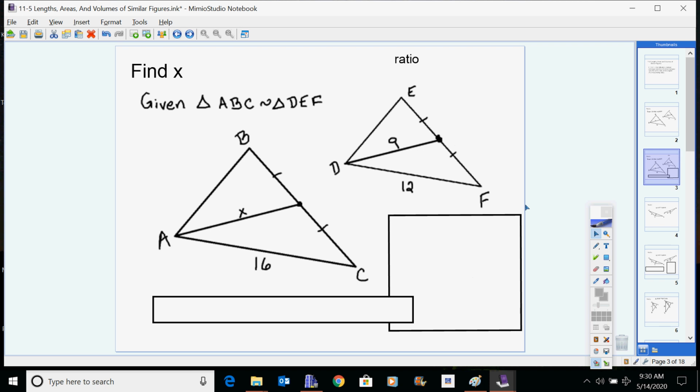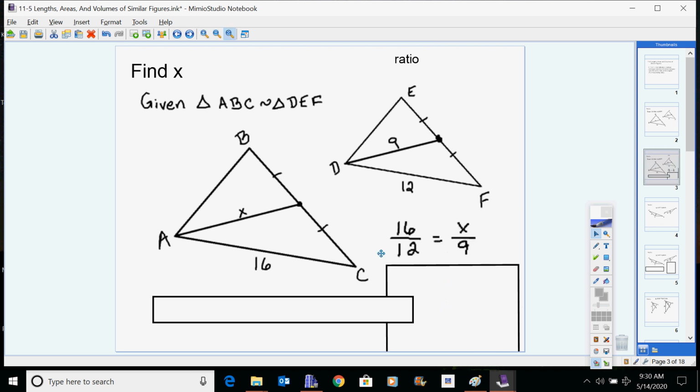So what we need to do is set up ratios and proportions again. Now your keyword here is ratio. These are all based on ratio. The ratio of 16 to 12 is the same as the ratio of x to 9. So please write down keyword number 1 is ratio. 16 over 12 is the same as x over 9 as a proportion.